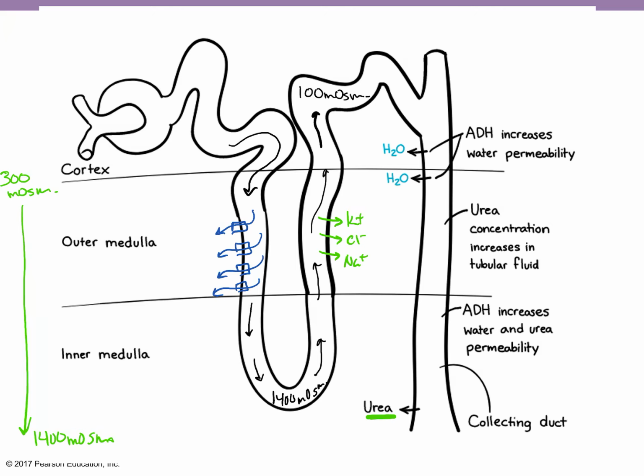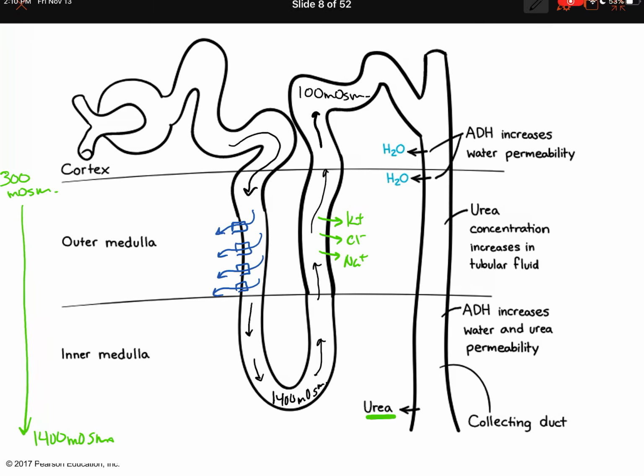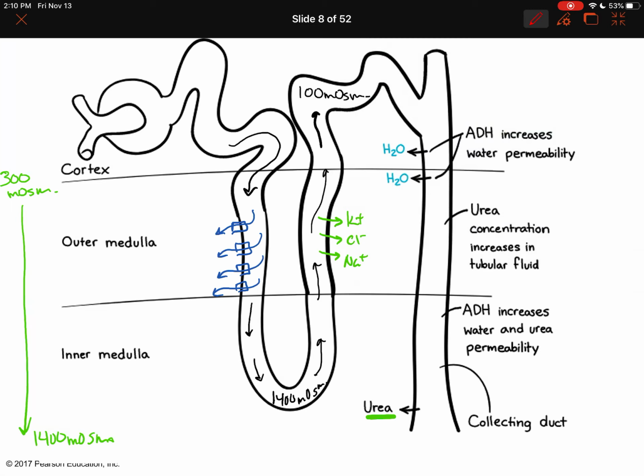Now, let's put the vasa recta in, okay? So we're going to put in a blood vessel, a capillary network. In these nephrons that we're talking about here that can highly concentrate your urine, these are going to be the juxtamedullary nephrons. They're the really long ones that go deep down, and they go all the way down to the inner medulla. Surrounding the juxtamedullary nephrons is a blood vessel, a network of capillaries that is extremely long as well, and it is called the vasa recta.